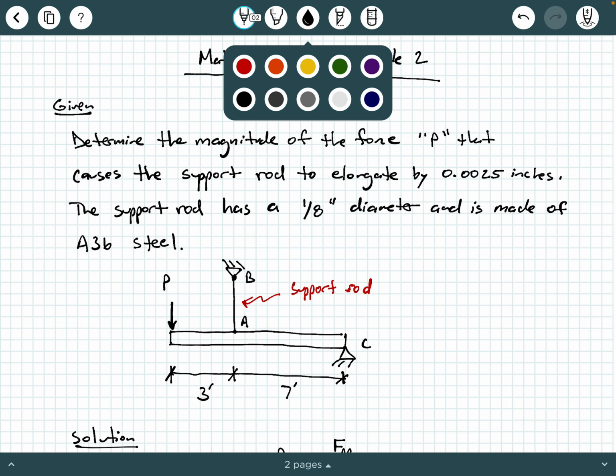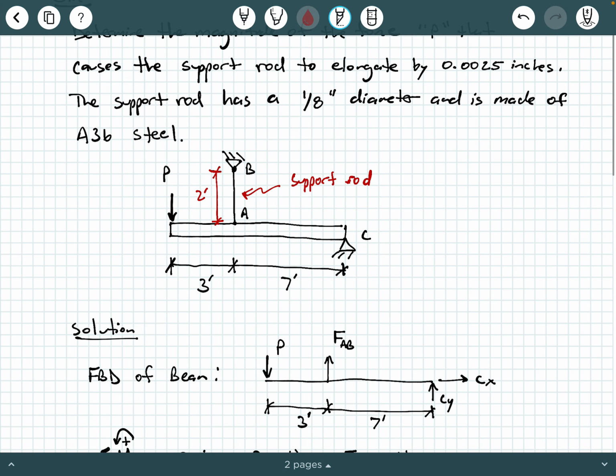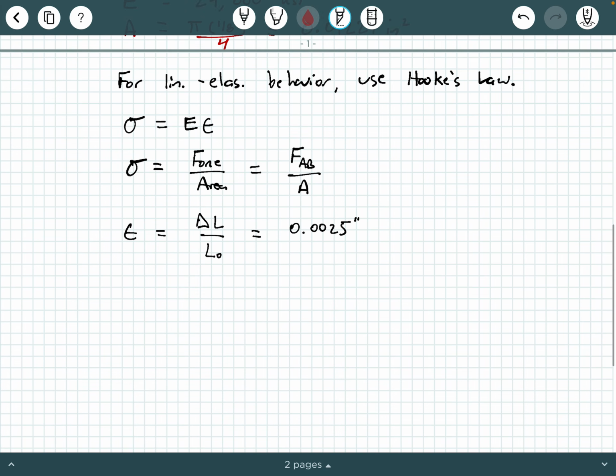I should have given you all that in the given information, so let me put that in here. I meant to put this in as 2 feet. I'm not going to remake this whole video because I forgot that 2 feet at the beginning. So this 2 foot rod, that 2 feet should be given information. Sorry about that. So we're going to say that's divided by 2 feet right here. Now be very careful. You need to use consistent units. So how about we say 0.0025 inches divided by 24 inches.